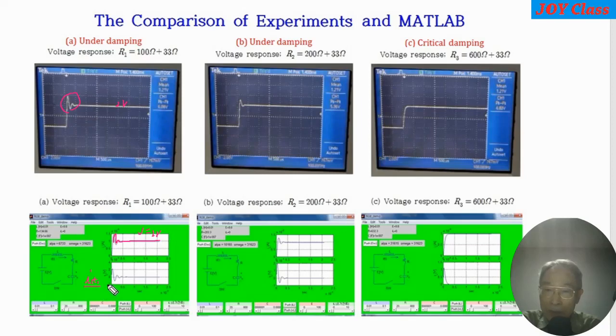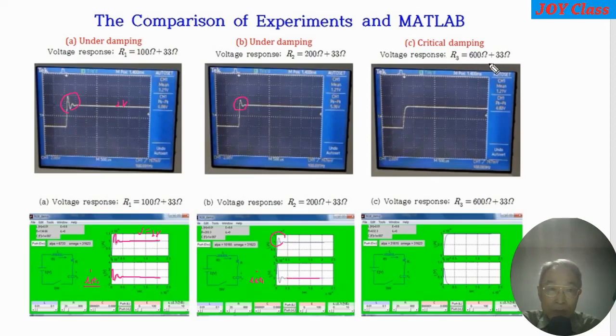This figure shows the current through the capacitor. Here are oscillations, and it goes to zero current. B, underdamping case, also has overshoot here and here, and the current i_C(t) also has oscillation, smaller than before, but it has oscillations, and then the current approaches 0.